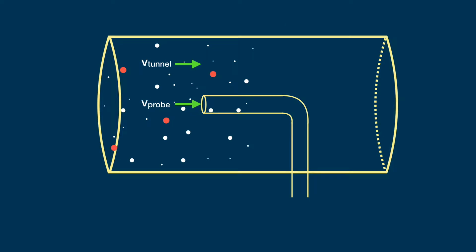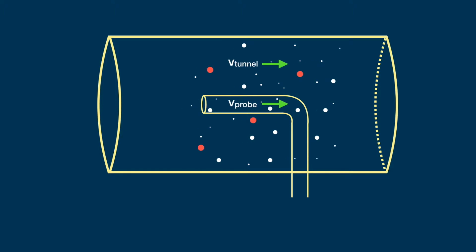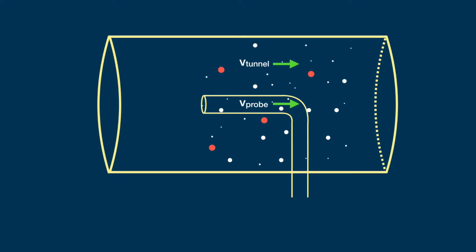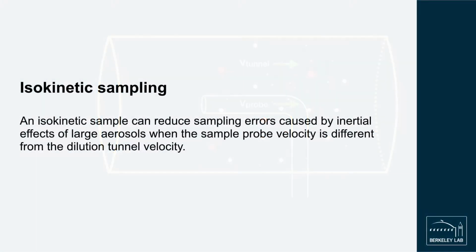Your emissions may be traveling quickly through your dilution tunnel, and so it is important that your probe draw in emissions at roughly the same velocity that they are moving through the tunnel. This is called an isokinetic sample. Isokinetic sampling helps ensure that the sampled emissions are not biased towards heavier particles, which tend to be overrepresented if the probe's flow is much slower than the emission stream.